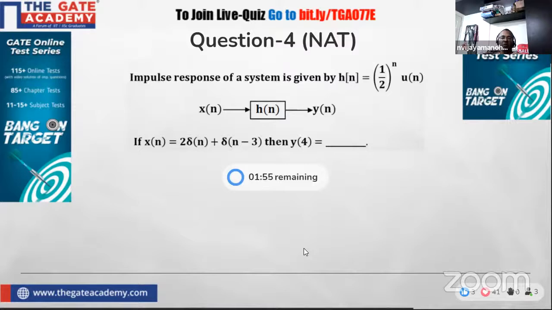The impulse response of a system is given by h of n is (1 by 2) power n times u of n. If x of n is 2 delta of n plus delta of n minus 3, then what is y of 4? So this is a numeric type of question.